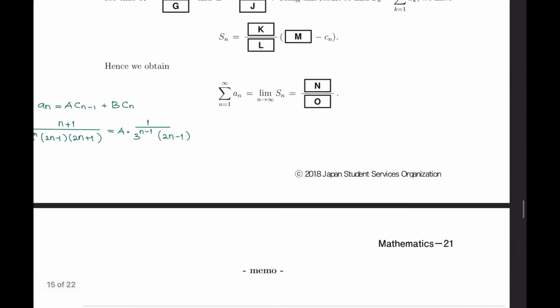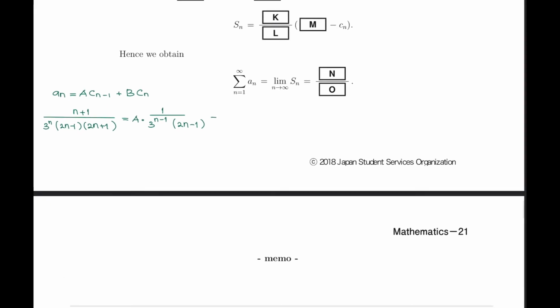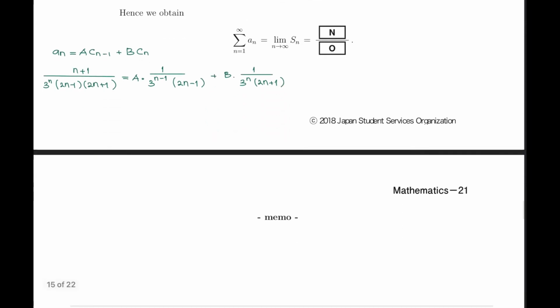For B times Cn, we will get B times 1 over 3 to the power of n times 2n plus 1. This is B times Cn. If we simplify this expression, you can see there is 3 to the n minus 1 here. Like I said before, 3 to the n minus 1 is equal to 3 to the power of n over 3. So I will change this into 3 to the power of n over 3.